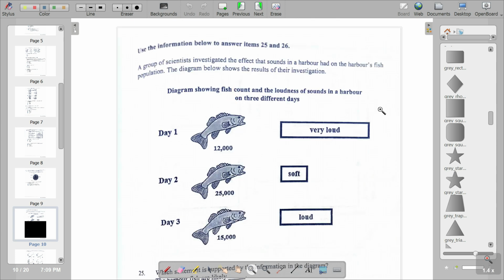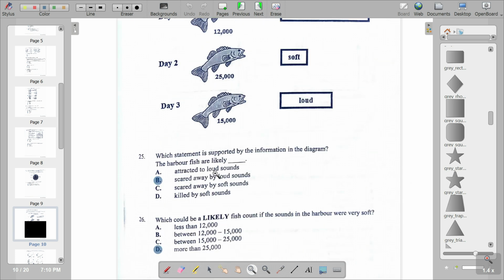All right, so let's get this bigger for you. Use information below to answer item 25 and 26. A group of scientists investigated the effect that sounds in a harbor had on the harbor's fish population. The diagram shows the result of their investigation: fish count and the loudness of sounds in a harbor on 3 different days. Day 1 we have 12,000 fish and it was very loud. Day 2 we have 25,000 fish, it was soft, a lot of fish. Day 3 we have 15,000 fish, it was loud.